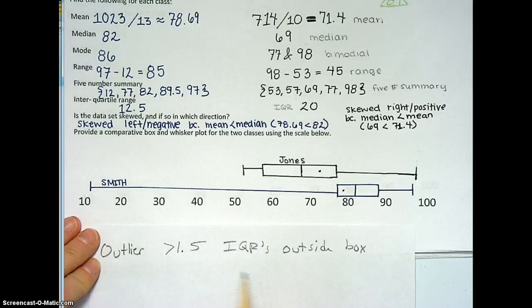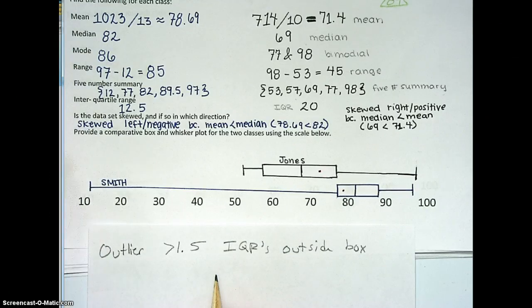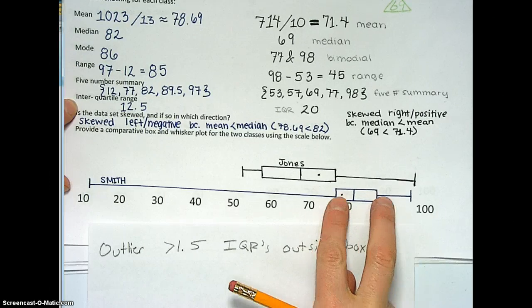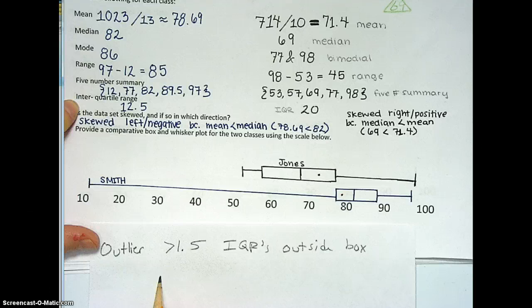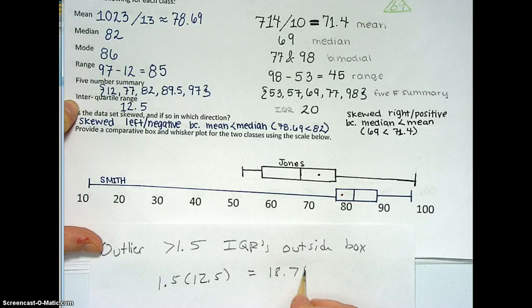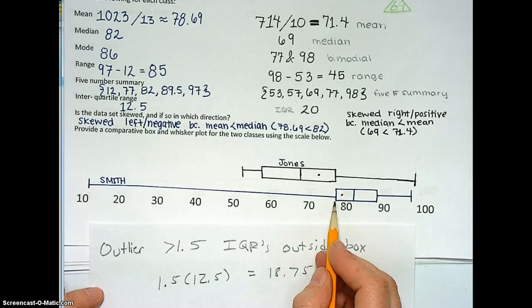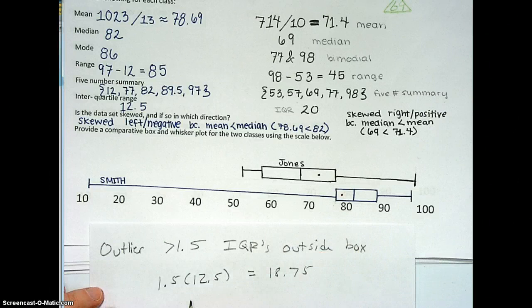So for Miss Smith's class, the interquartile range identified up here is 12.5. So 1.5 times the 12.5 gives us 18.75. And if we look at each end of the box, the quartiles, to be more than 1.5 times the interquartile range out, we'd go with this number right here, which was a 77.